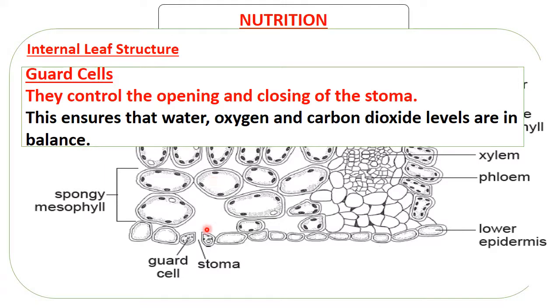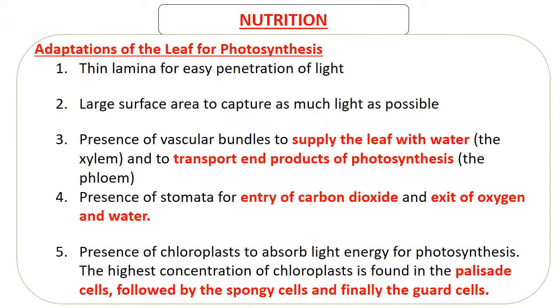Then we also have guard cells. Guard cells are here. This is a guard cell and this is a guard cell, which control the opening and closing of the stomata. This has to be controlled to ensure that water, oxygen and carbon dioxide levels are in balance, to make sure that there is enough carbon dioxide inside and the oxygen is taken outside, and also the water level should be balanced to avoid the drying out of the leaf.